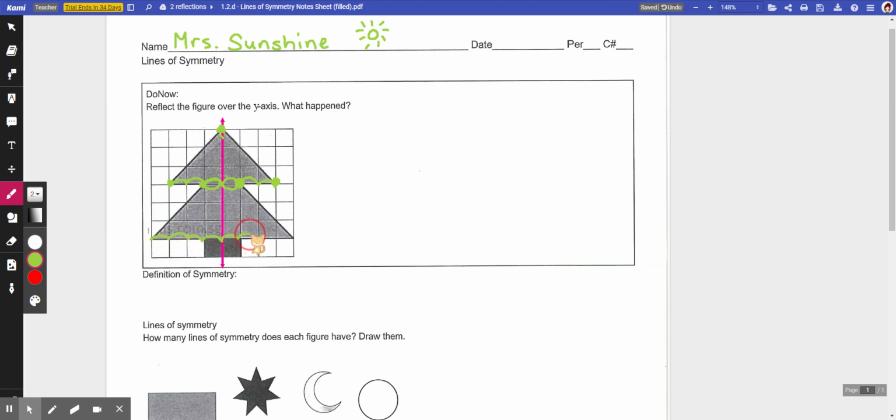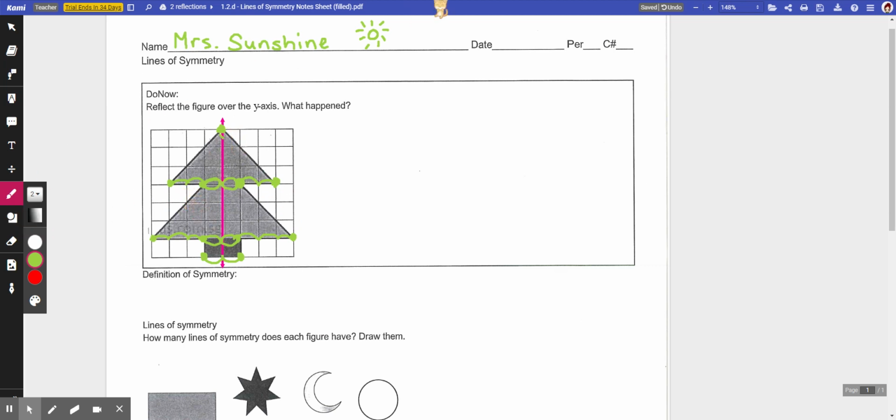1, 2, 3, 4. So these 2 points reflect onto each other. And these 2 points reflect onto each other. So all of the points reflect onto another point. All of the points on this side landed on the points on that side.